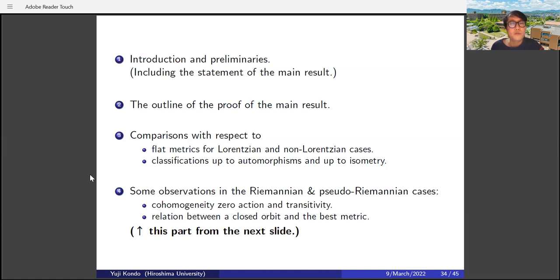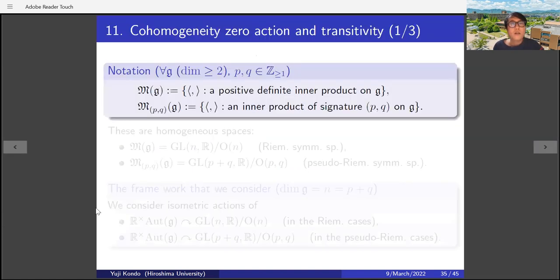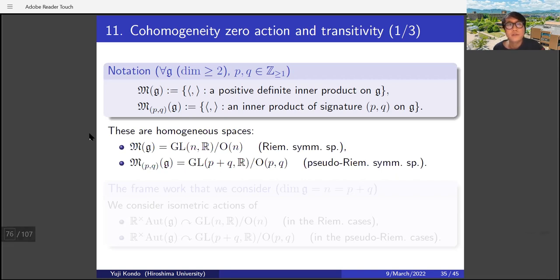So finally, we will move on to the final part. Here again, we set the notations for the space of inner products. M_G, for any Lie algebra, is the set of positive definite inner products. And M_{P,Q}(G) is the set of inner products of signature PQ, indefinite. In fact, these two spaces are homogeneous spaces, and M_G is GL(n,R) over O(n), which is a Riemannian symmetric space. And M_{P,Q}(G) is GL(P+Q,R) over O(P,Q). This is a pseudo-Riemannian symmetric space.